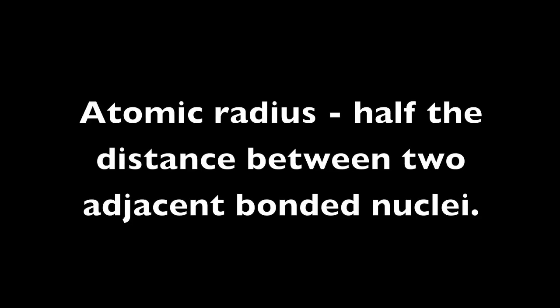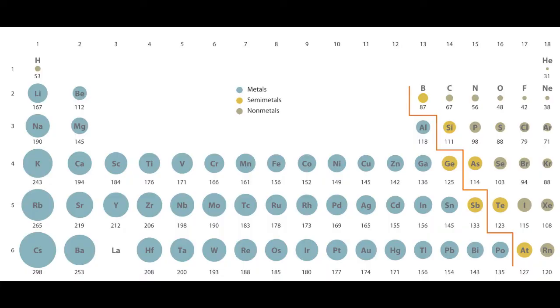The atomic radius is half the distance from 2 adjacent bonded nuclei. The atomic radius across a period from left to right will decrease. However, the atomic radius down a group will increase. As you go across a period, the number of protons increase as well as the number of electrons. However, the increase in number of electrons is on the same energy level. Therefore, the attraction between the electrons and protons increase, causing the atomic radius to decrease.